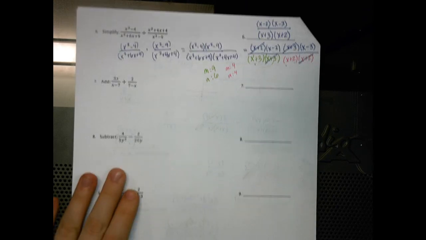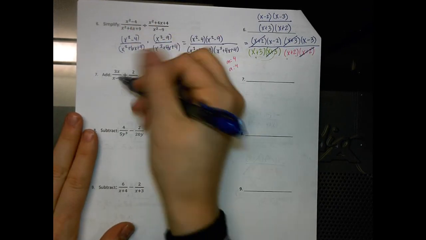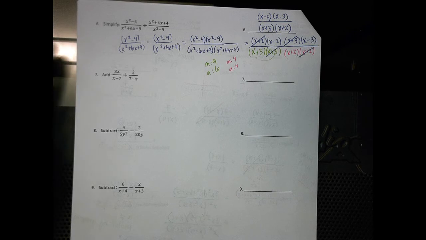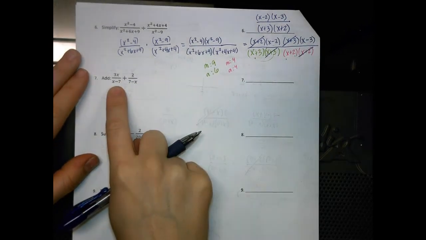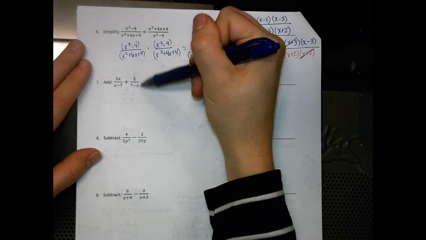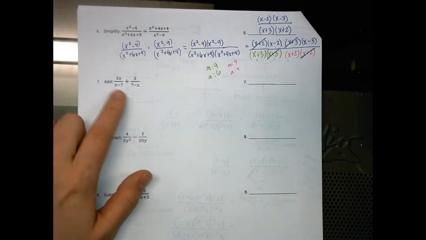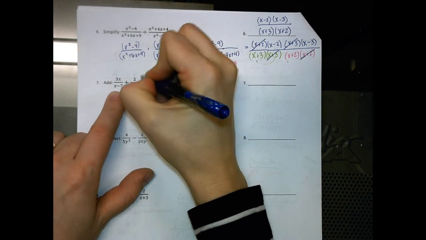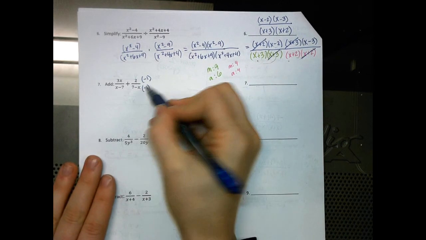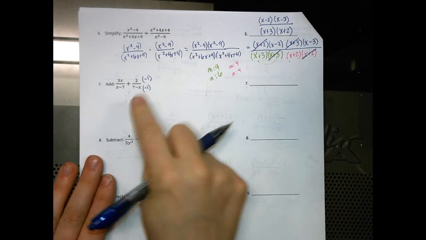Number 7. Adding and subtracting. So the rest of this page is adding and subtracting. How do you add and subtract fractions? Common denominator. Are these denominators the same? No. What can I multiply this fraction by so that my denominator would match the other one? Negative 1. So let's distribute a negative 1 to each of these values.